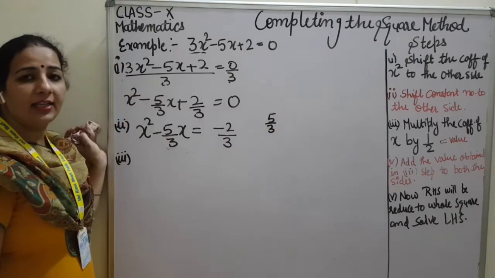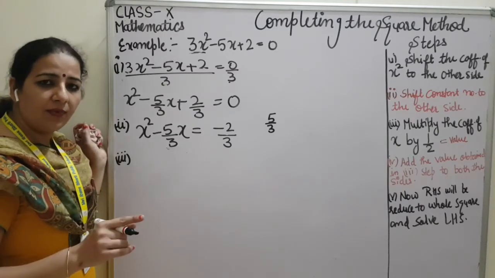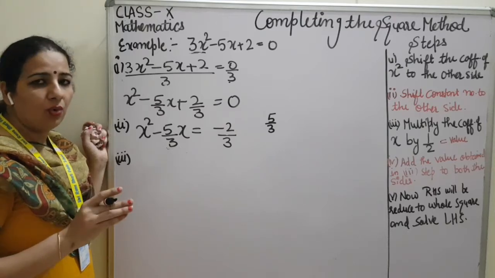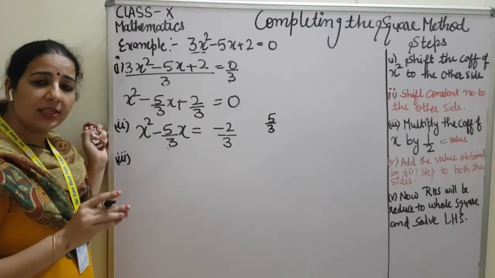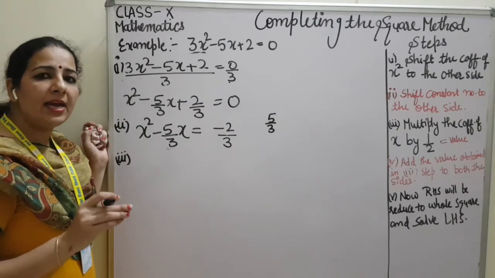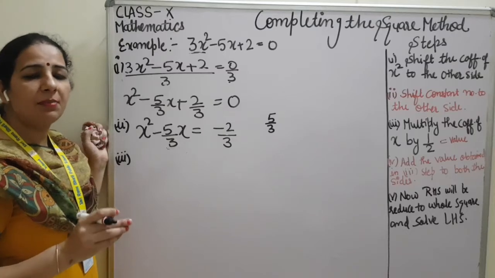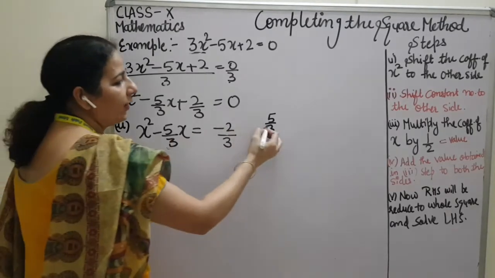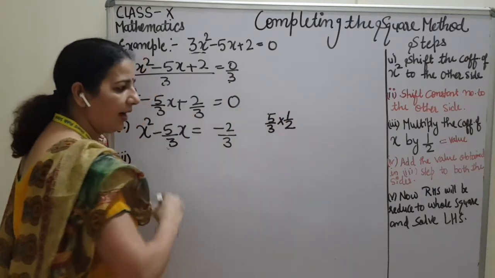You have to take the half of 5 by 3. Half of 10 is 5. Half of 20 is 10. Half of 4 is 2. Half of 5 is 5 by 2. And half of 5 by 3 is 5 by 6. Because what is the meaning of half? Half means multiply that number by 1 upon 2. So to calculate the half of 5 by 3, we will multiply it by 1 upon 2.